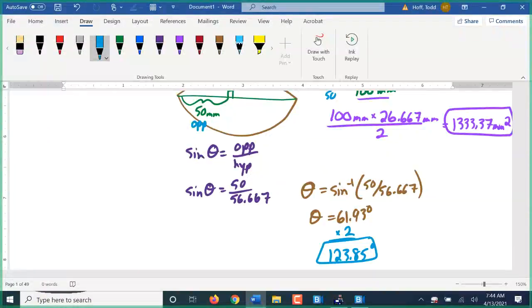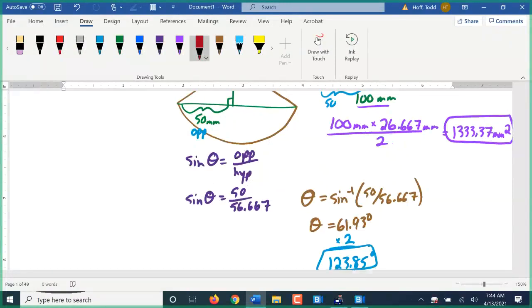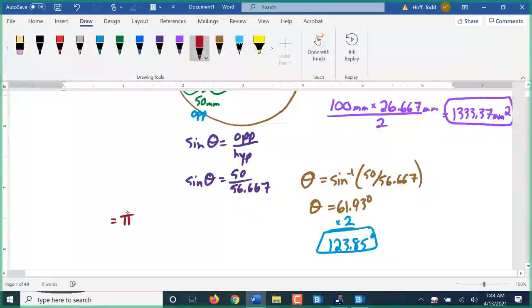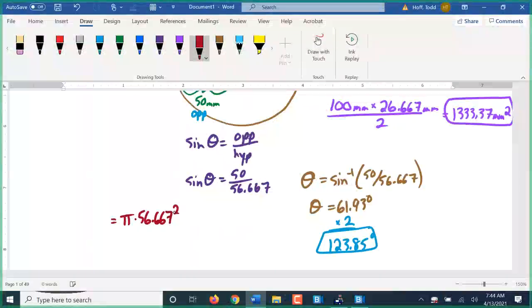So now the area of our sector is going to be pi times 56.667 squared times what else? Our angle there of 123.85 over 360, the full circle.